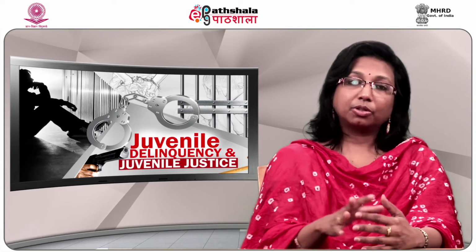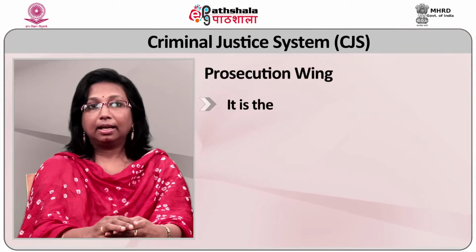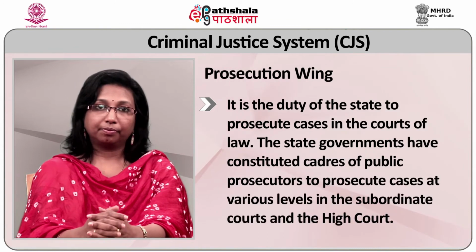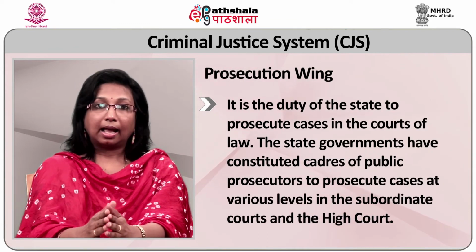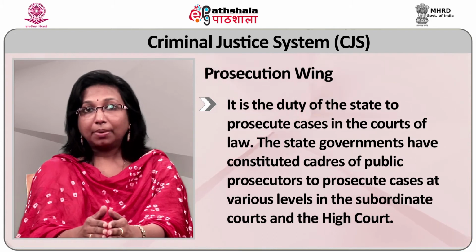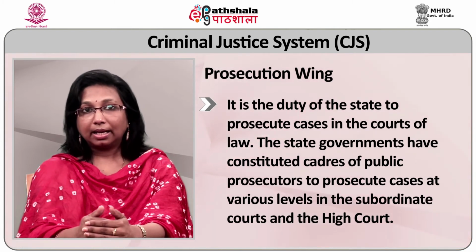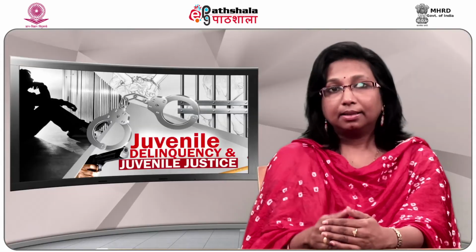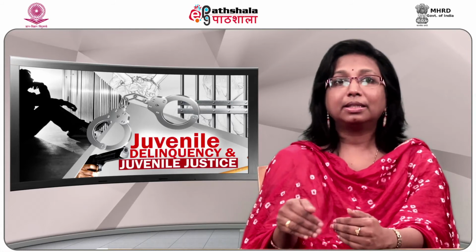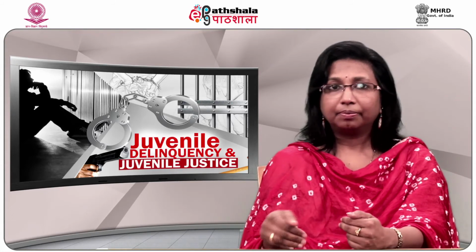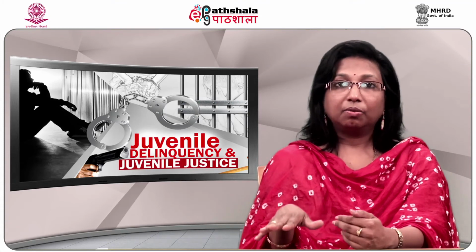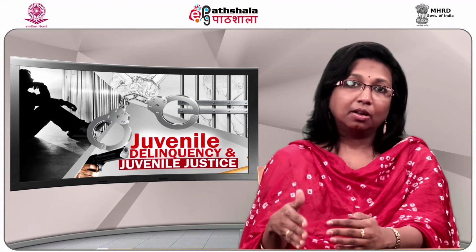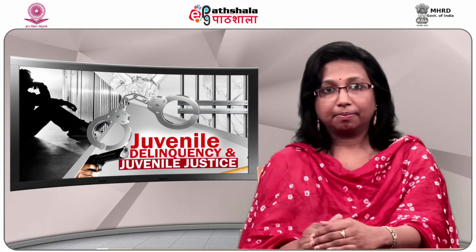The third is the prosecution wing in the whole list. It is the duty of the state to prosecute cases in the court of law. The state governments have constituted cadres of public prosecutors to prosecute cases at various levels in subordinate courts and the High Court. This system functions differently in different states. In the juvenile justice system, there is not much clarity on the working here. There are many juvenile justice boards which function with or without a prosecutor.